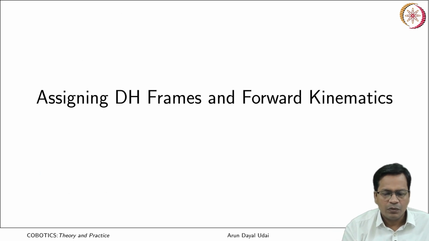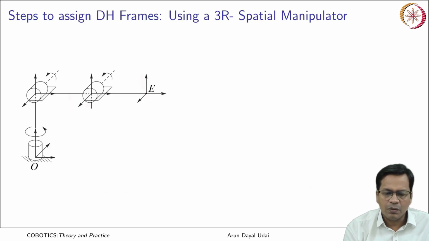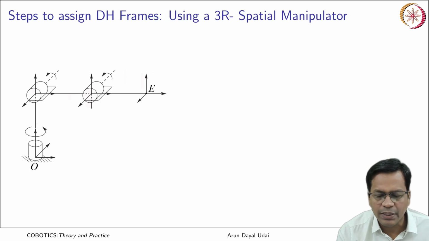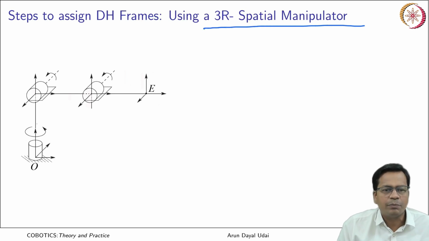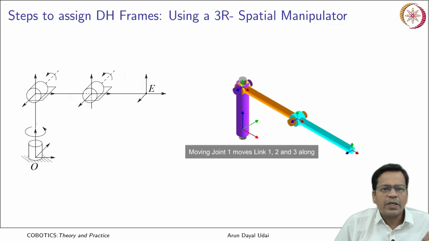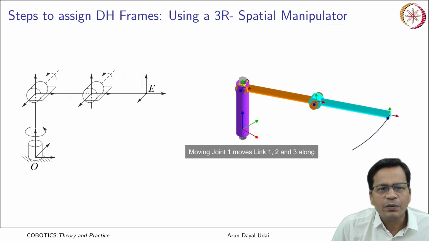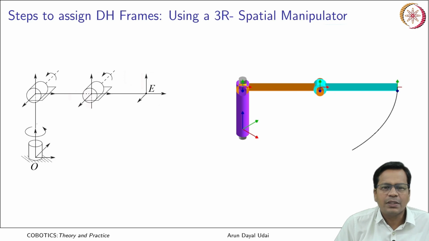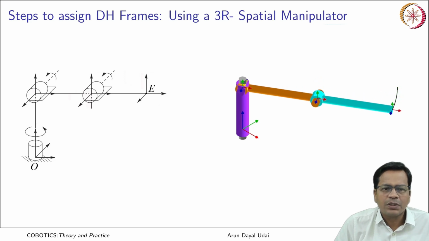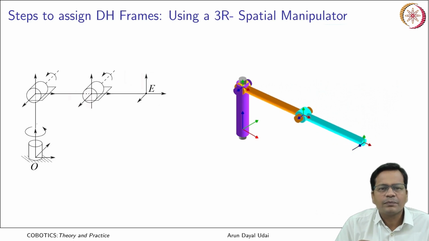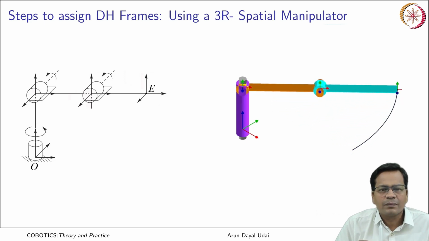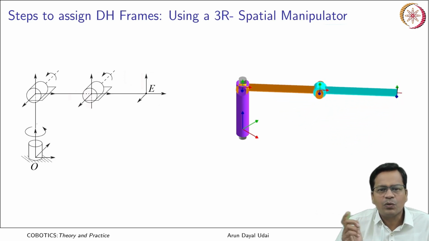Okay. So, let us assign DH frames and do forward kinematics now. We will do it for a 3R spatial manipulator. How does it work? Let us just see the motion here. Okay, now let us see the video. How is this structure? So, this is moving joint 1 that moves link 1, link 2 and link 3.